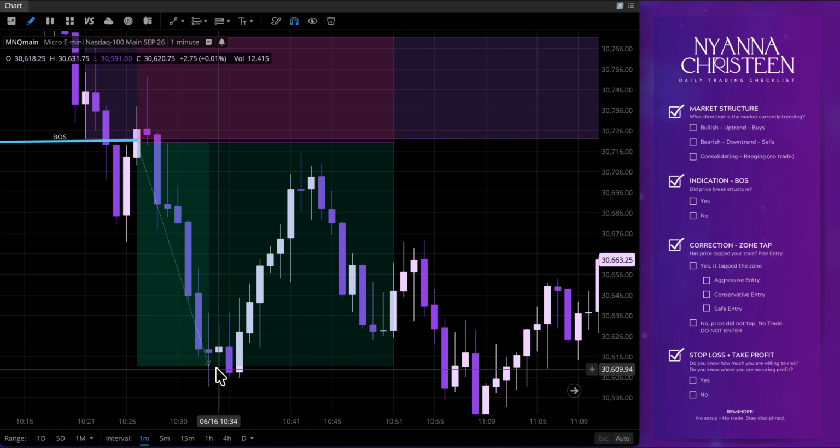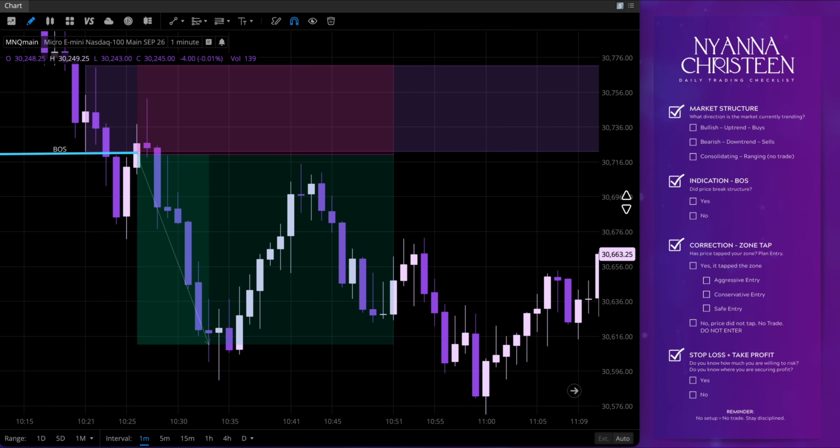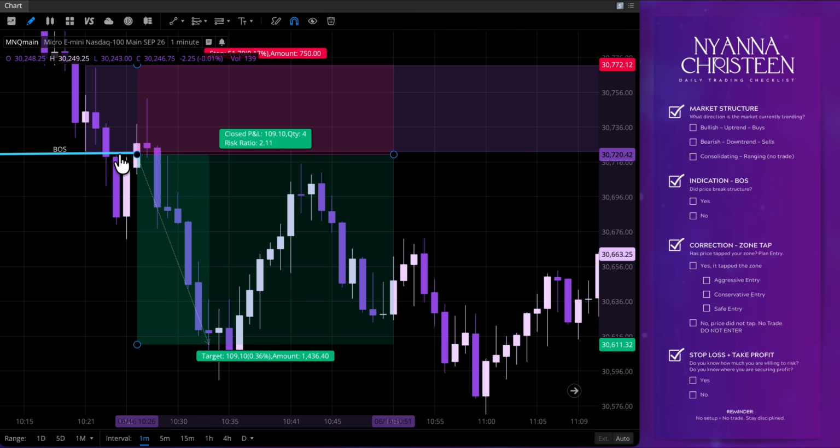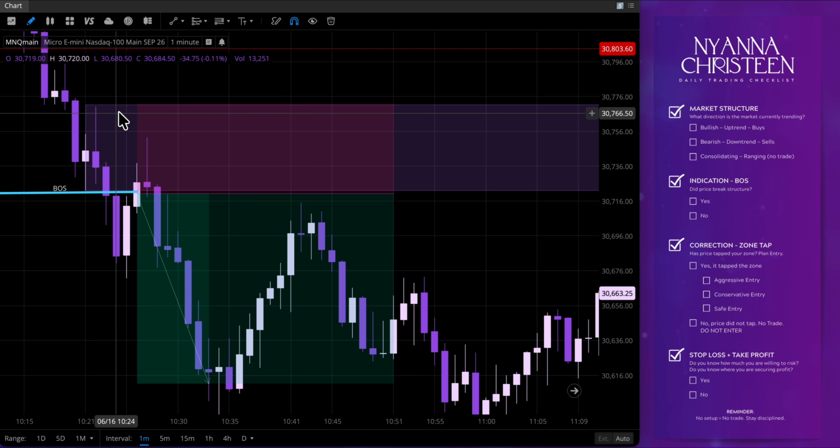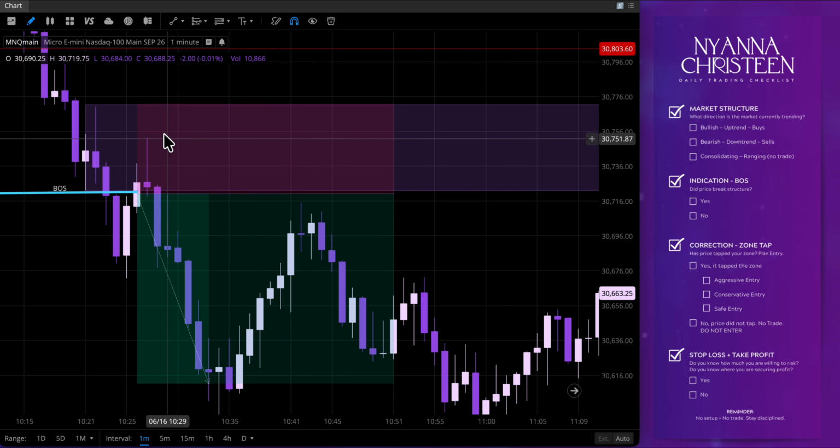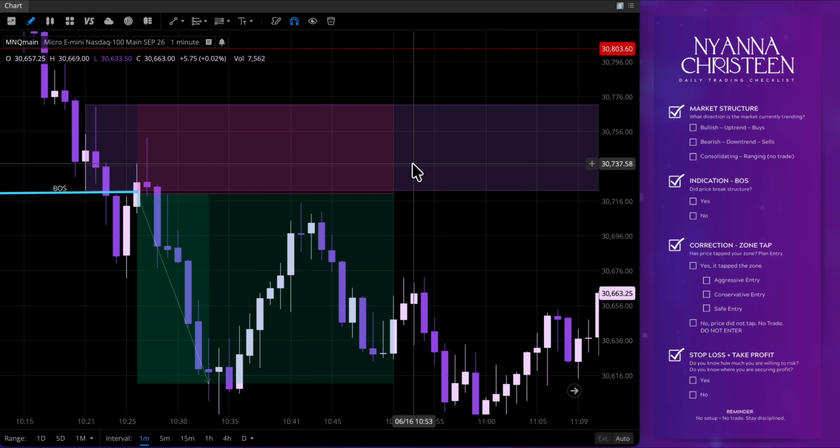So high risk, high reward. That's aggressive. That's literally it. Like I said, if price don't tap your zone, if price don't hit your zone, or if price invalidates your zone, like it comes through here, pressure, and then invalidates, there is no trade. You do not enter the trade whatsoever.